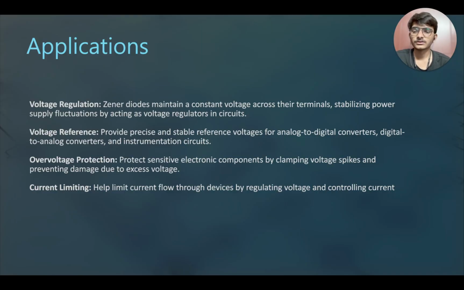We will discuss overvoltage protection. It protects sensitive electronic components by clamping voltage spikes and preventing damage due to excess voltage. We will discuss current limiting. It helps limit current flow through devices by regulating the voltage and controlling the current.